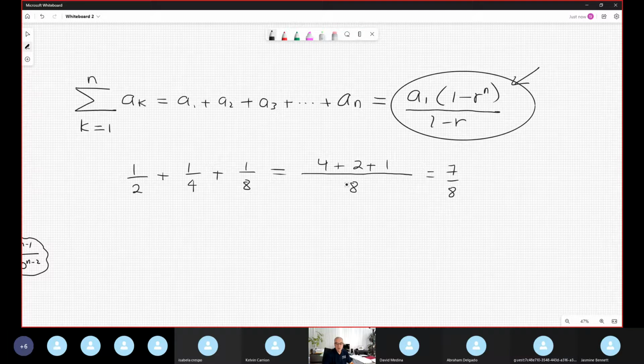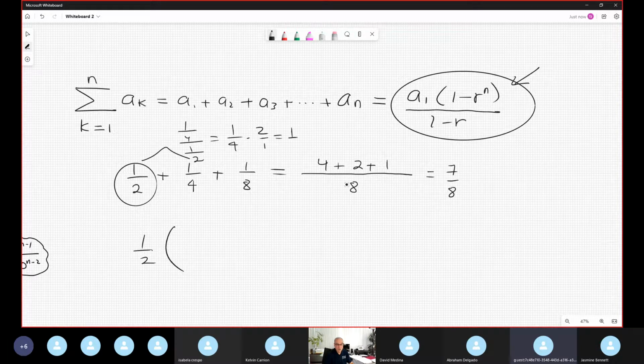However, let's do it using the formula. The formula says the first guy. What is the first guy? The first guy is 1/2, multiplied by 1 minus r, but I don't know who r is. What is the common ratio? You divide this by this: 1 over 4 divided by 1/2, 1 over 4 times 2 over 1. It's 1/2. This is the example that we did before. The common ratio on the first element is the same, 1/2. So it's 1 minus 1/2 raised to the third power, because we have three elements, divided by 1 minus 1/2.